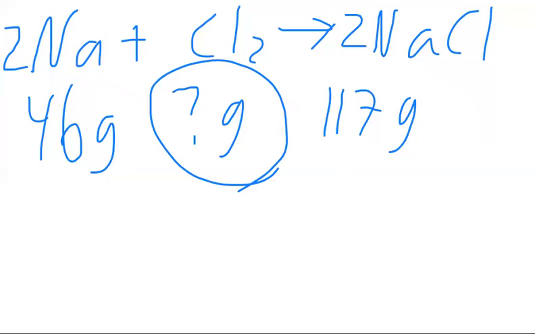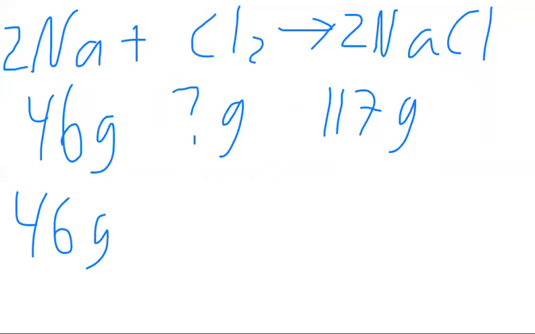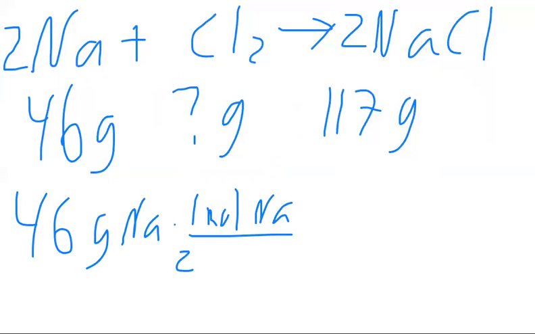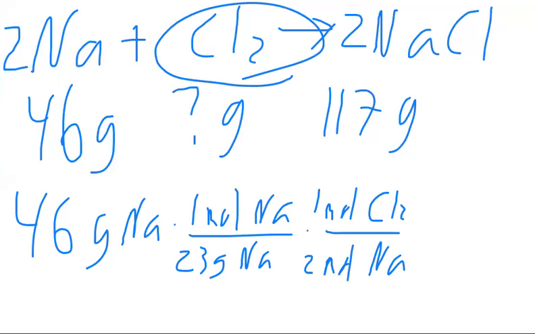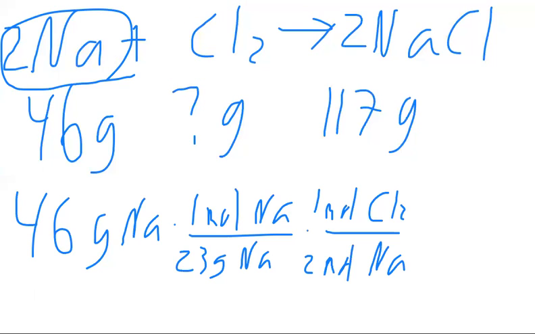Okay, so now we've gotten to our solution. I'll go ahead and actually show this entire solution for everybody. So here's how this one works. You start out with 46 grams of sodium, and you multiply by 1 mole of sodium per 23 grams of sodium. Then you multiply by 1 mole of Cl2 per 2 moles of sodium, right? Because you've got 1 Cl2 here and 2 sodiums there. So 1 mole of chlorine per 2 moles of sodium is what we would include there.